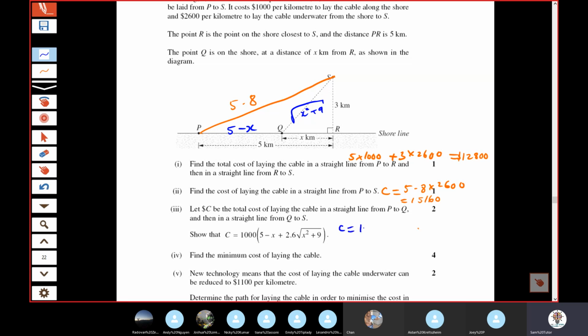So cost equals 1,000 times 5 take away x, 1,000 times PQ on land, plus 2,600 times the Pythagoras fee. How did you find Pythagoras? X squared plus 3 squared, and then square rooted. And then obviously what did they do with that line? They took out 1,000. I'm just going to do it like that because I think you guys get it. You just take out 1,000, factorize 1,000, and then write the answer, literally.